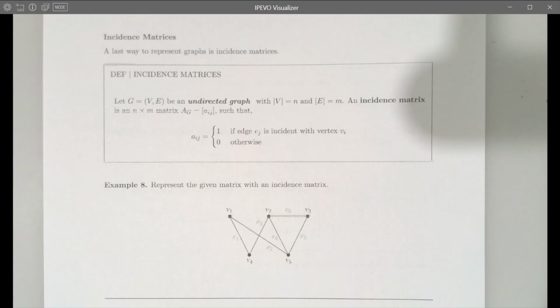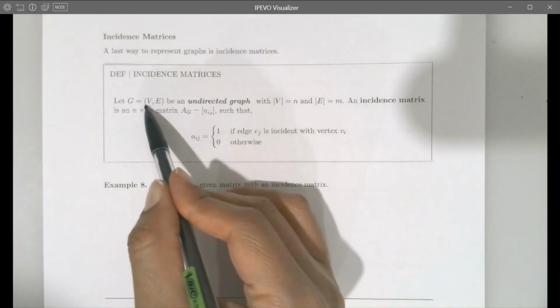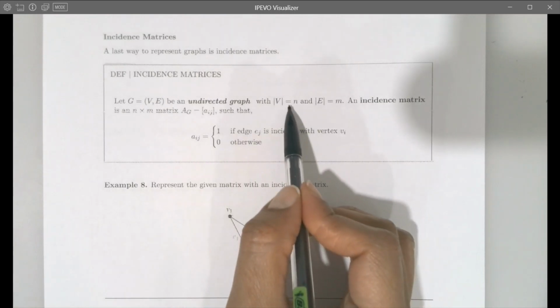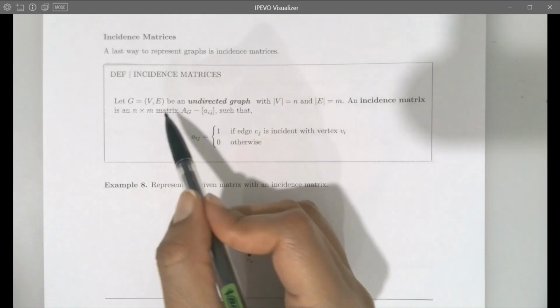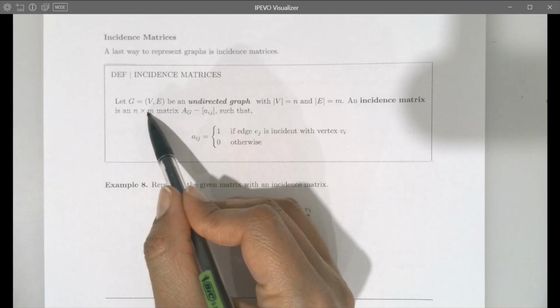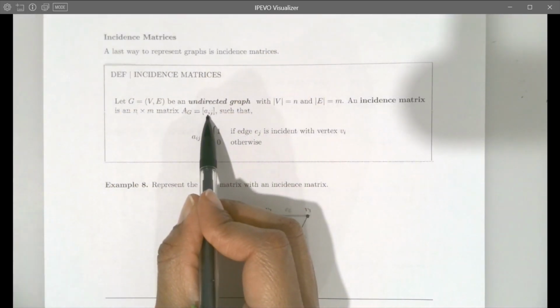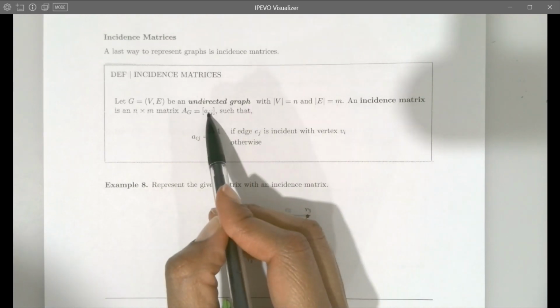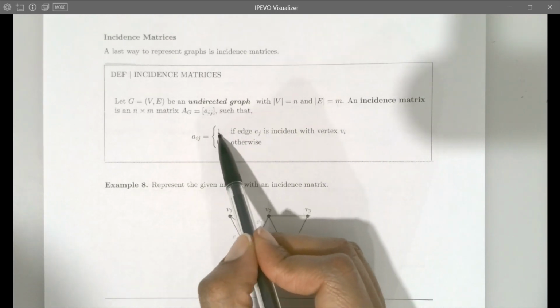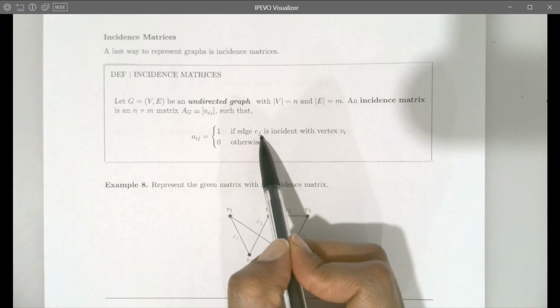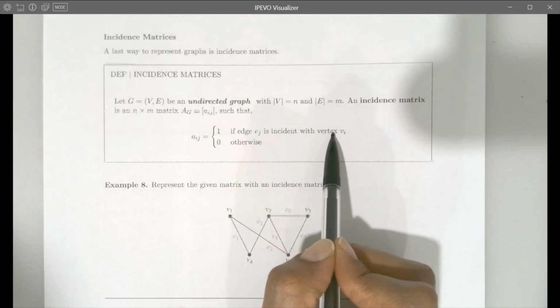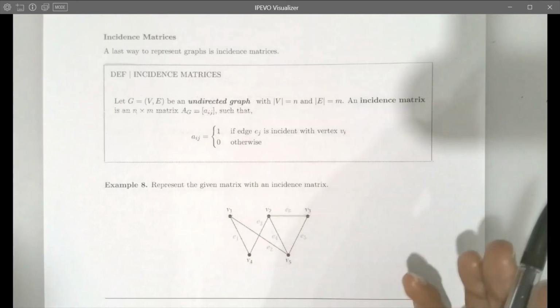Another type of representation that we can use for undirected graphs is incidence matrices. So an incidence matrix on an undirected graph G with n nodes and m edges is going to be an n by m matrix, which we're going to call AG, and that is going to be the matrix of elements Aij, where Aij will be 1 if edge j is incident to vertex i, or 0 otherwise.